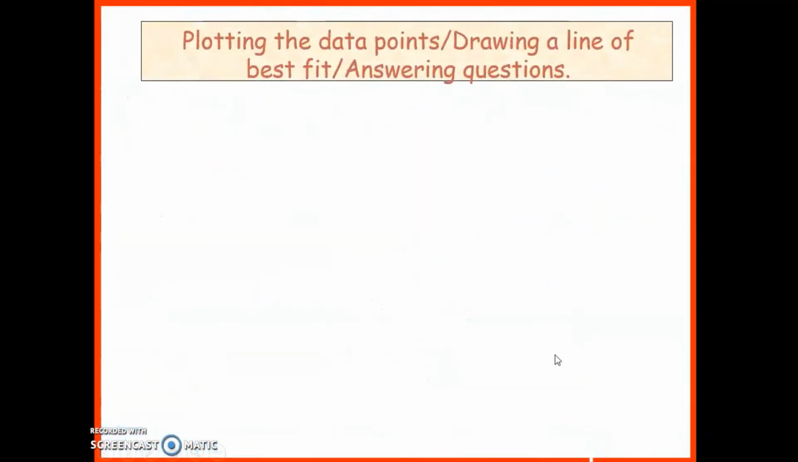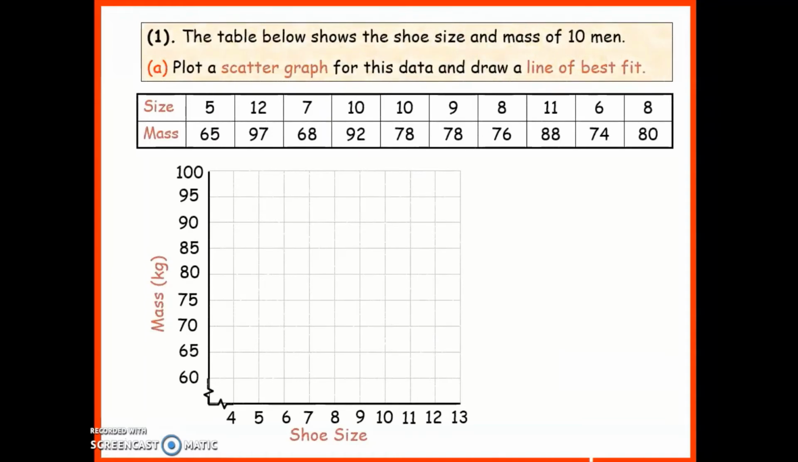Okay, so how do we actually go about plotting data points and drawing a scatter graph or scatter diagram? Here's a question we're going to work through. The table below shows the shoe sizes and mass of 10 men. So we've got 10 men and we've got data of each person's shoe size and mass. So we're going to plot this data into the scatter graph.